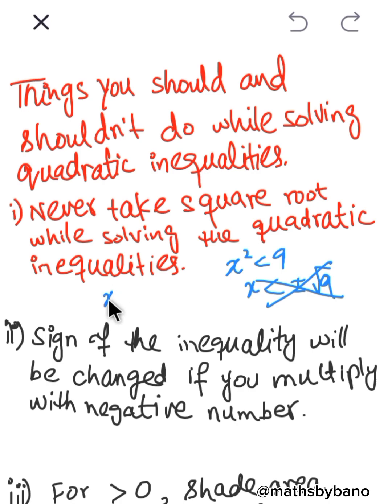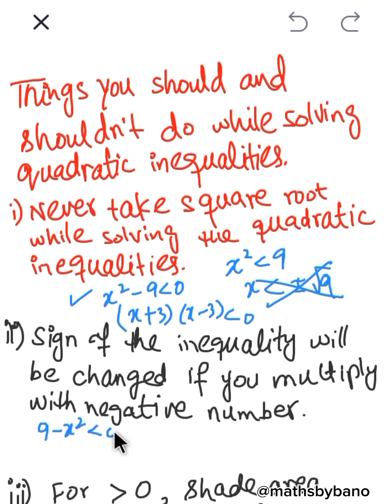You need to take 9 to the other side and then apply the formula a square minus b square on this, and then you will write x plus 3 and x minus 3 less than 0. So this is the correct method to solve. Next is the sign of the inequality will be changed if you multiply with negative number. For example, you have the question 9 minus x square is less than 0, and then if you multiply this with negative, this will be x square minus 9 greater than 0. Now you will solve this inequality.